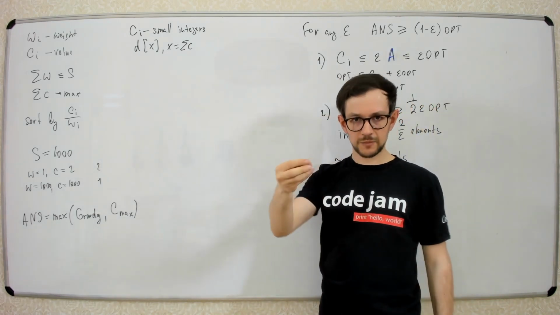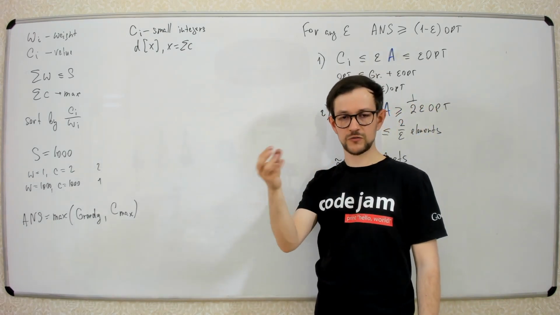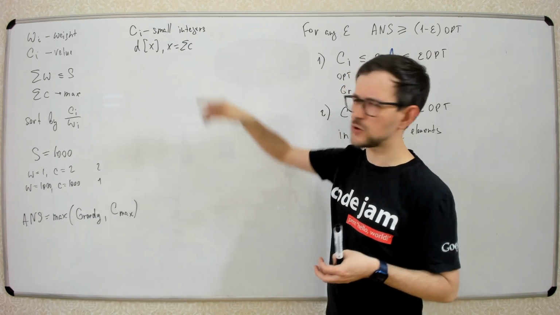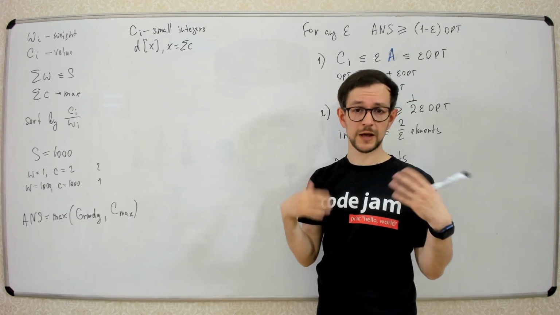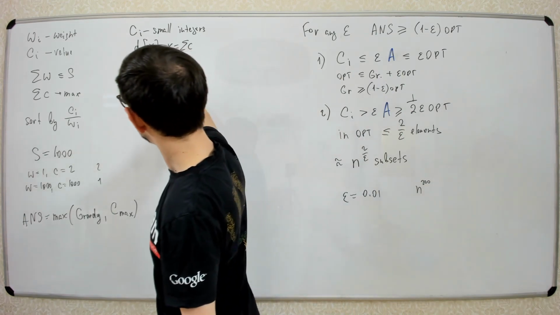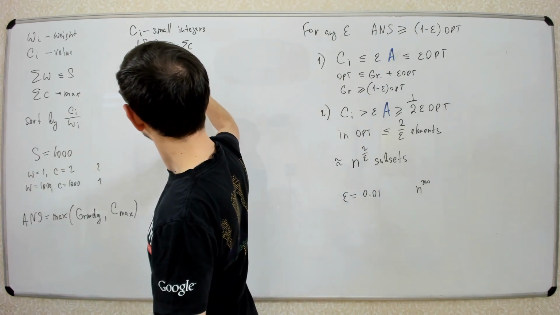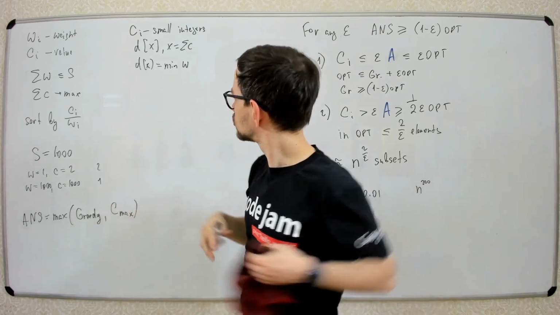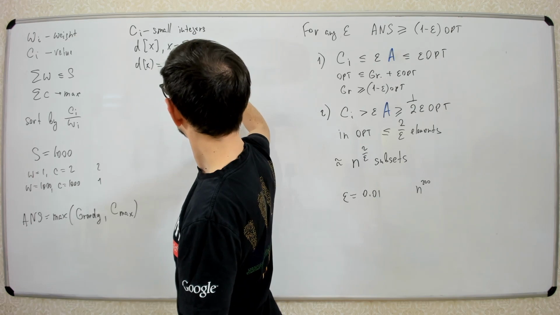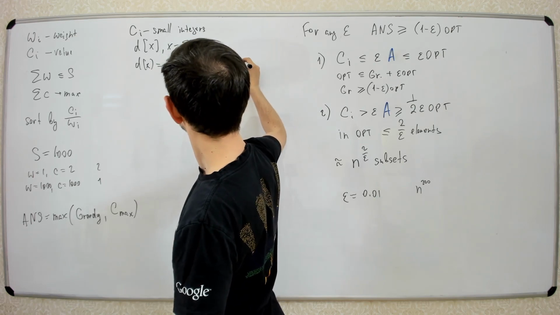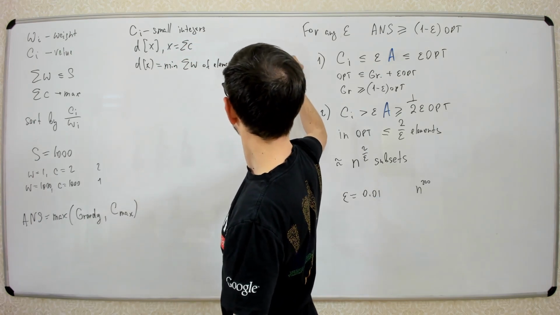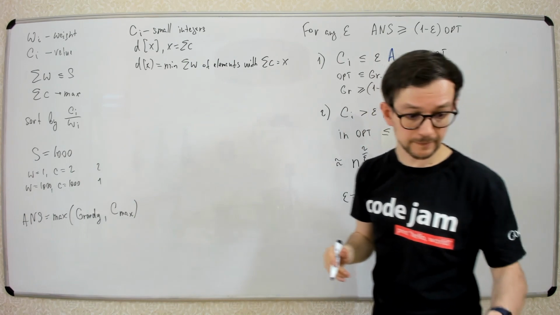And then you take an element and try to put it in your knapsack or not. If you put the element in the knapsack, you increase this x. And the value of d is the minimal weight of the elements with this total value. So d of x is the minimal total weight of elements with total value equal to x.